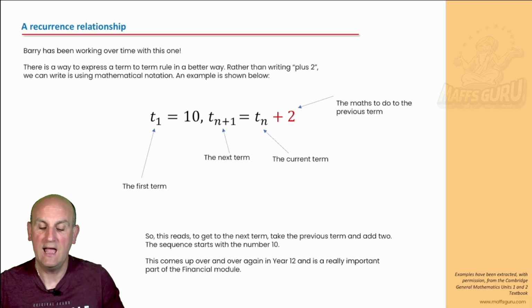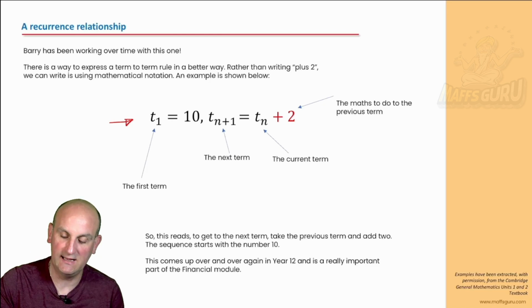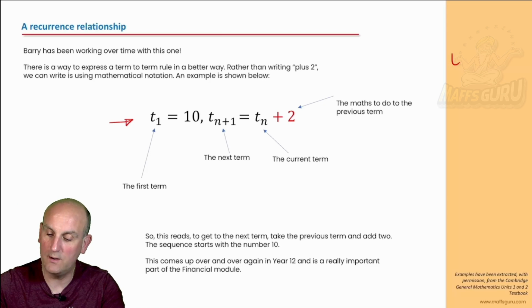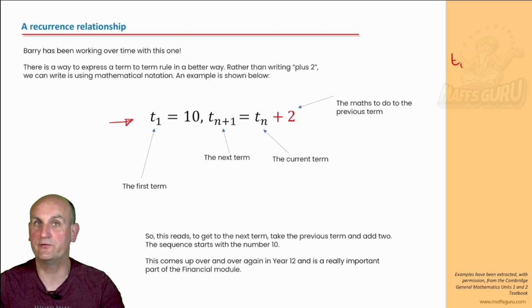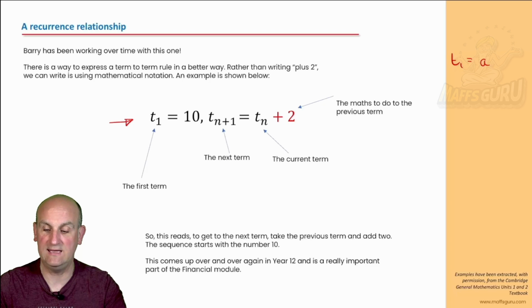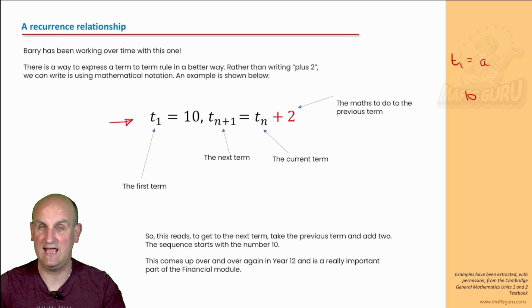All right, so a recurrence relationship is basically this thing here. And again, it looks scary, but it isn't. So let's break it down bit by bit. T1, what did we say that was in our previous video? It was the first term, or where our number started, the first number in our list. So T1 is effectively the value of A. In this situation, we would have a sequence starting with 10.